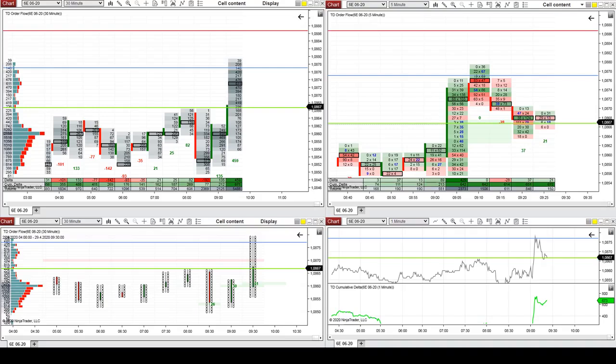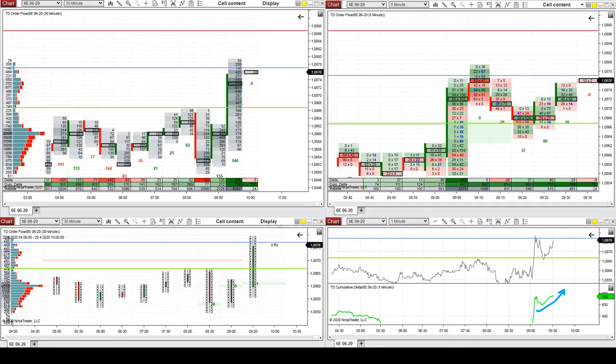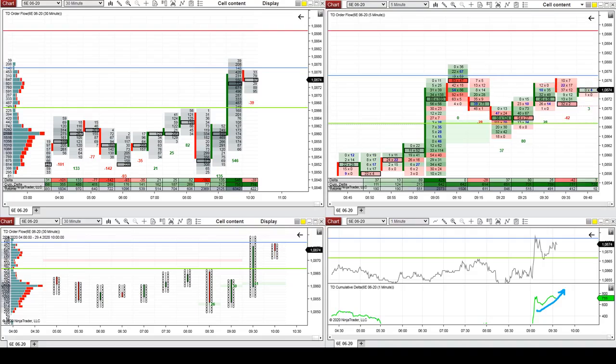Let's see what happens next. Just out of curiosity, all right? I'll fast forward a bit. Yeah, positive delta. As you can see, the cumulative delta is rising again. Yeah, buyers are back in the game again. And we are back at the entry point.